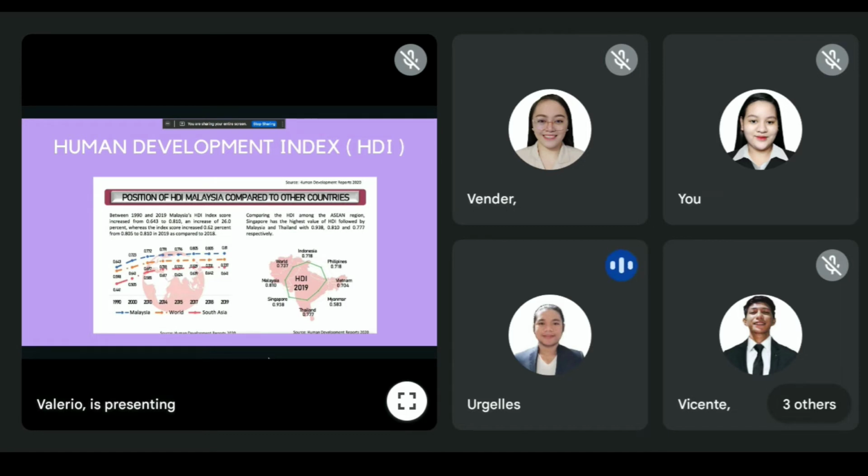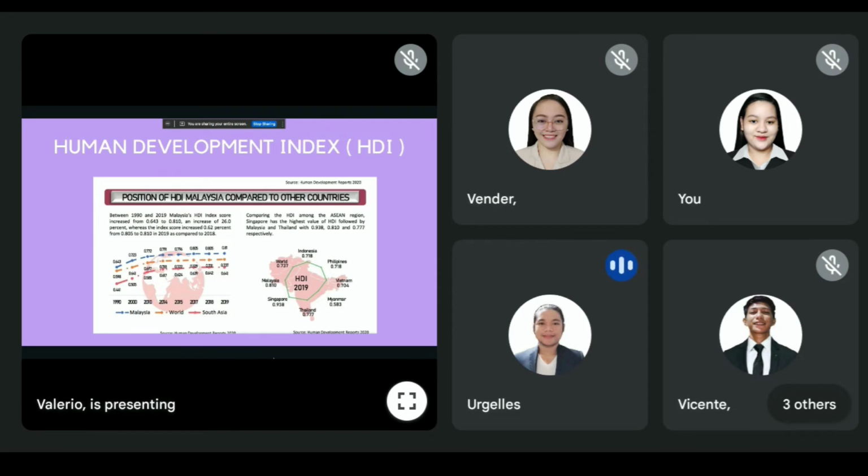Between 1990 and 2020, Malaysia's HDI index score increased from 0.643 to 0.810, an increase of 26%, whereas the index score increased 0.62%, from 0.805 in 2019 to 0.810 in 2020. Malaysia's HDI score for 2020 is 0.810, which puts the country in the very high human development category, positioning it at 62 out of 189 countries and territories.